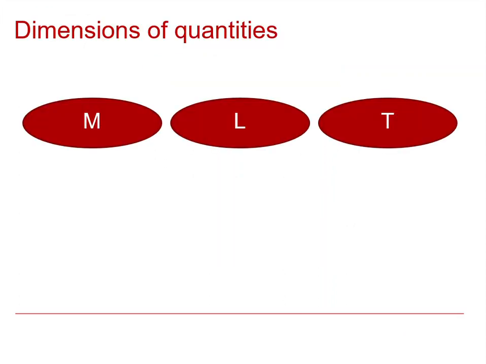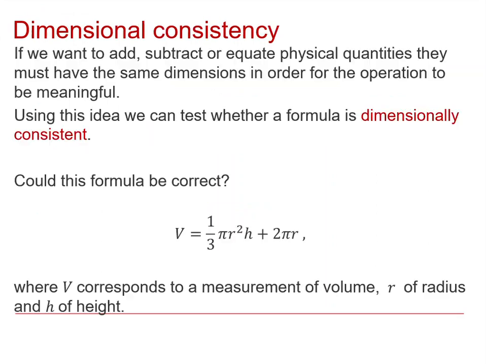Let's do a reprise of the three basic dimensions: mass, measured usually in kilograms; length, measured in meters; and time, measured in seconds. If we want to add, subtract or equate physical quantities, they must have the same dimensions in order for the operation to be meaningful. Using this idea, we can test whether a formula is dimensionally consistent.